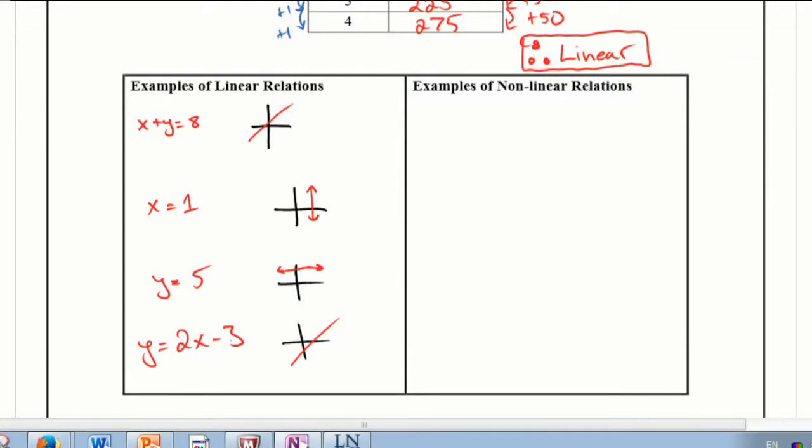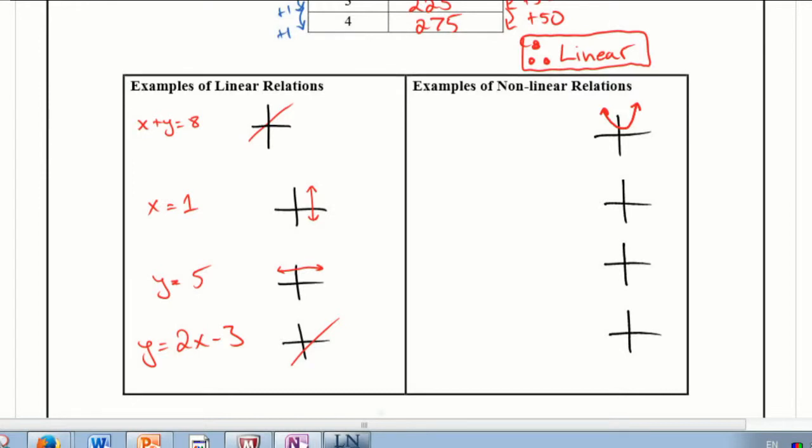Let's look at some non-linear ones and then maybe we'll just compare. So let's do another 4 over here. 1, 2, 3, 4. All right, if I had something like this, we call it a parabola. Why is that not linear? Well, it's not a straight line.